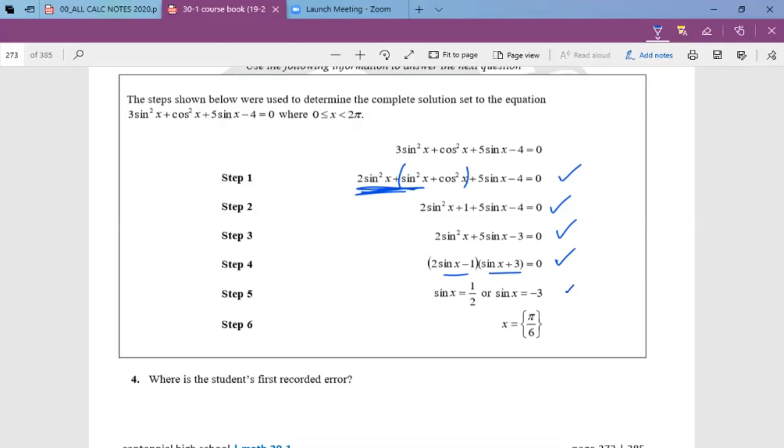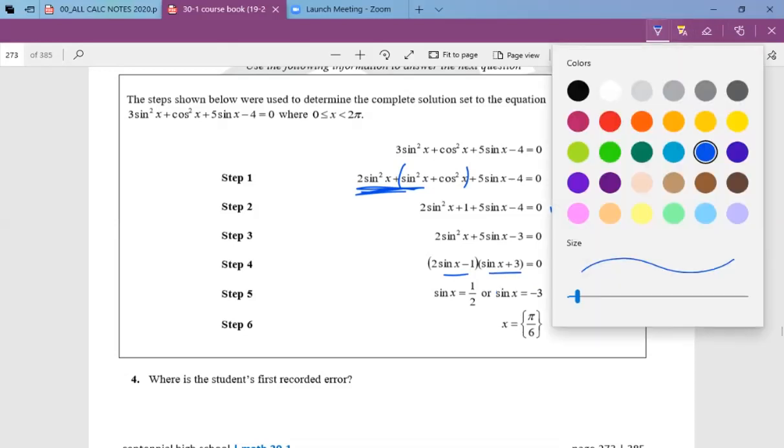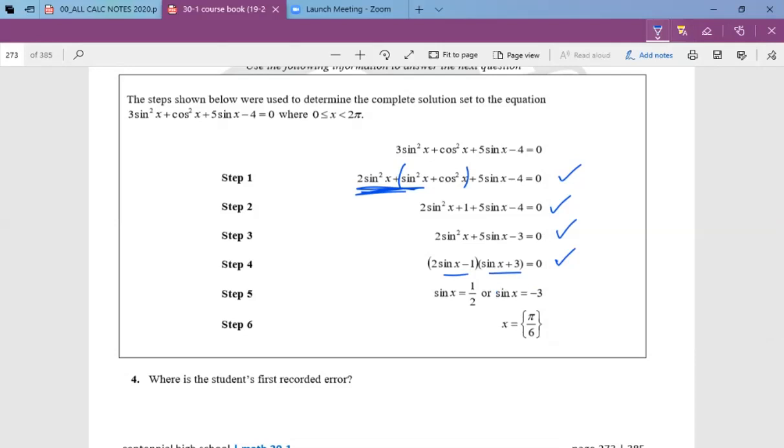It appears to be that they've noticed that we have no solutions from here. That's not giving us an answer because, well, there's no solution to sine x equals -3. Remember that sine x has a range between -1 and +1. And so is it ever equal to -3? Nope. And so sine x equal to 1/2, this looks really good. Pi/6 is where sine x equals 1/2.